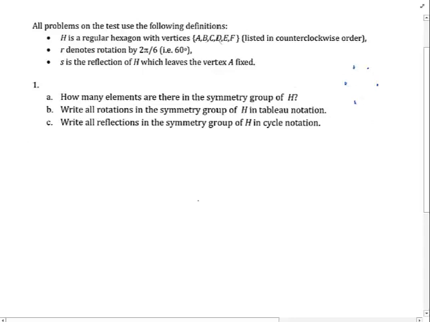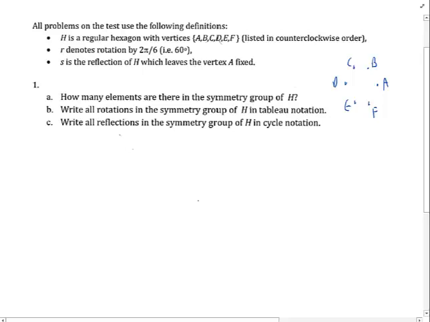1, 2, 3. So here's my hexagon: A, B, C, D, E, F. Good to have for reference. A lot of people did draw the hexagon, which is a good thing. Now, of course, S leaves A fixed.